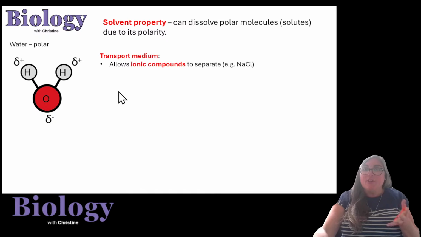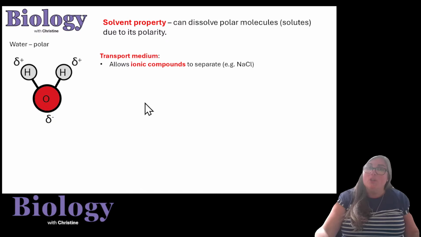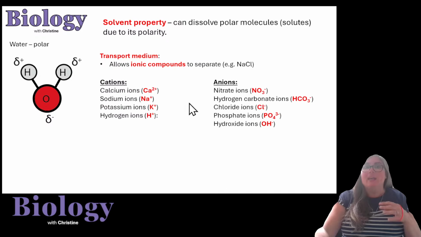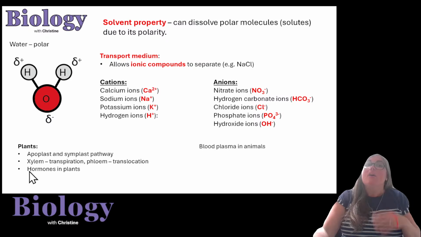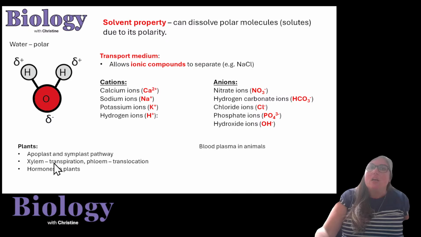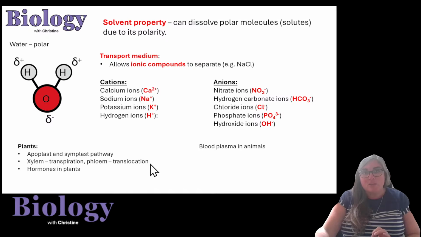And so the other thing to note, going back, is water's solvent property. It can dissolve all these different cations, anions. If we're talking about the plants, it can therefore carry in the apoplast pathway and in the symplast pathway. In the xylem is the transpiration stream. In the phloem, it's translocation.